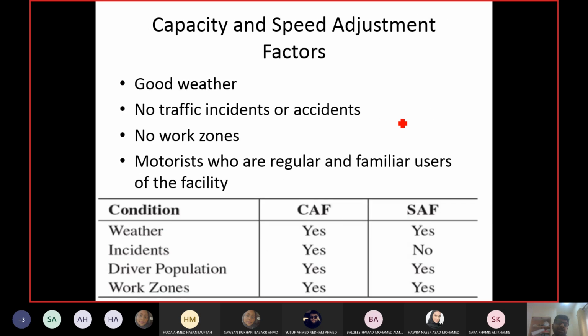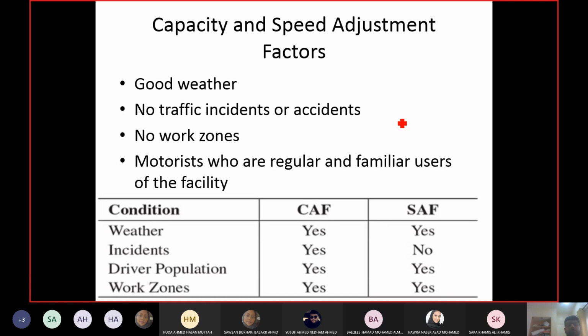Now we have talked about the adjustment factors. We need to adjust the capacity and the speed for freeways. For multilane highways, no adjustment is required, but the speed and capacity for freeways must be adjusted. There are 4 conditions for adjustment of capacity on freeways, and 3 conditions for adjustment of speed on freeways.